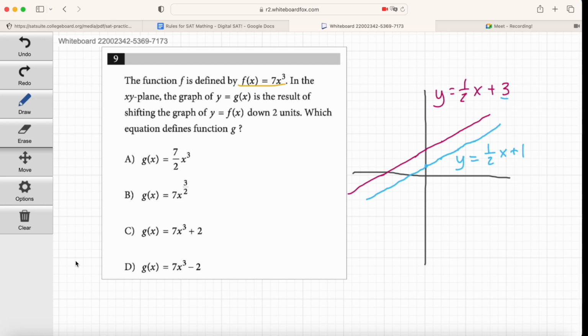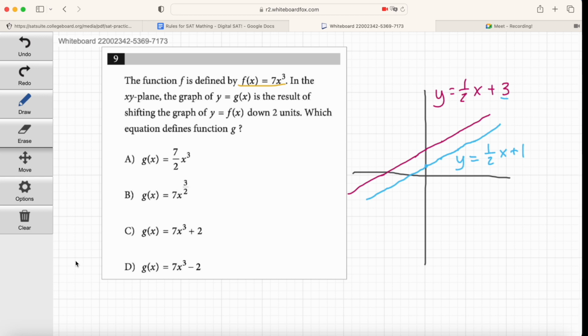So this question is very similar. It looks scary because we're raising x to the power of 3. So it looks kind of terrifying, but it works the same way. We're just changing the y-intercept. I mean, all the values, including the y-intercept. We're just dropping them down 2 units.